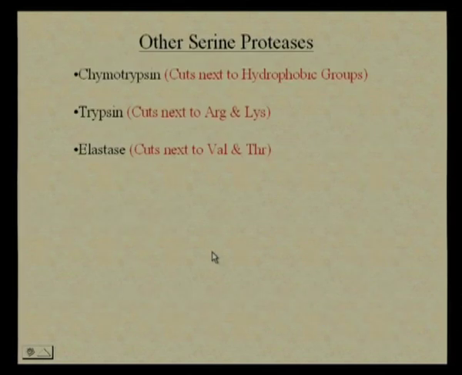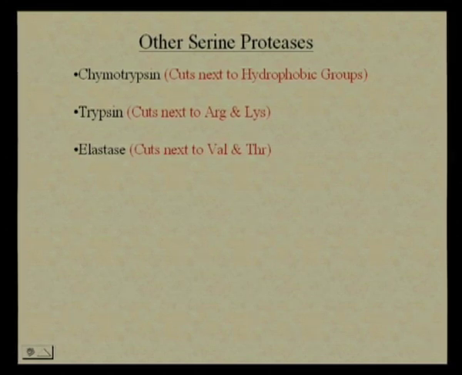Okay. So, what do we have? We have other serine proteases. Chymotrypsin, where does it cut? It cuts next to hydrophobic groups. What do we mean by cut? It means it chops up the polypeptide chain. That is essentially what it is doing. Trypsin will cut next to arginine and lysine. So, it is cleaving after basic amino acid residues.